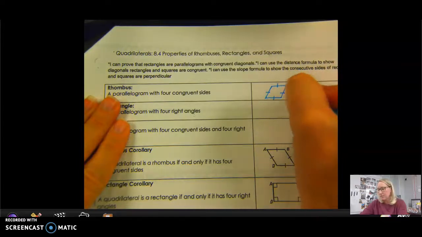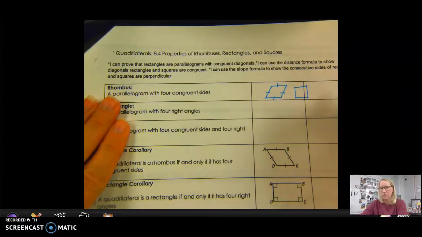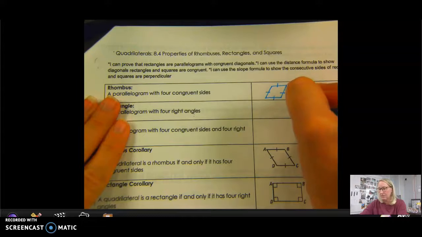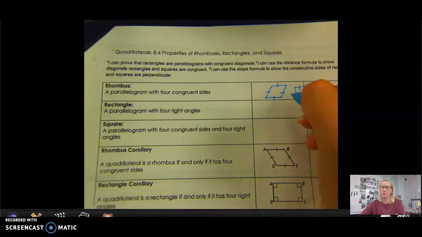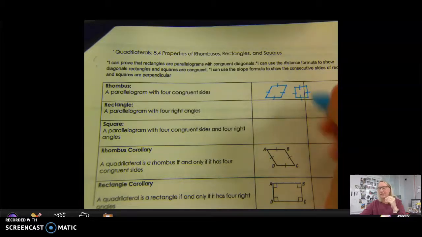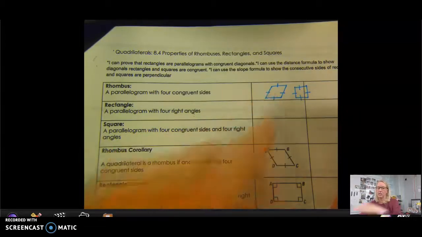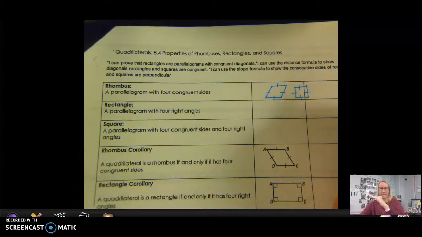But a rhombus, by definition, could look like a square, because by definition, a rhombus just says all 4 sides are congruent. A square is a subcategory of a rhombus. It's a more specific type of rhombus. All 4 sides are congruent. Or we can just push it on one of the corners and it can be slanted over.